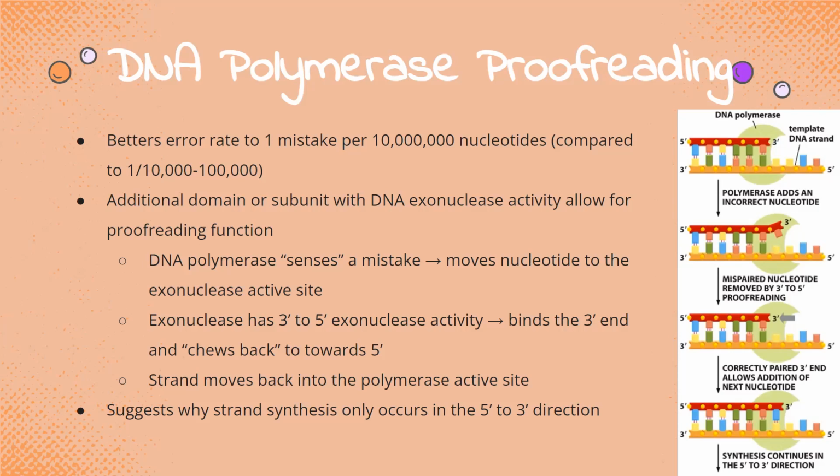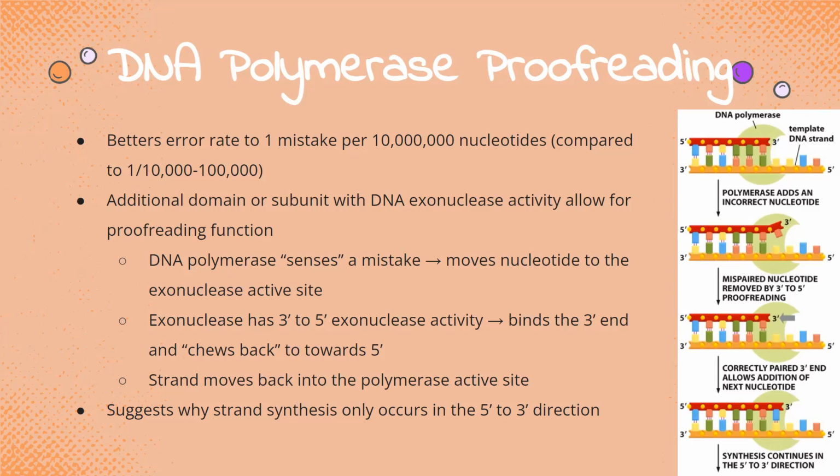Once DNA is being synthesized by polymerase and it senses an error, it shifts that base onto its exonuclease domain, and then that gets excised. Then polymerase goes back in with its polymerizing domain and adds the correct nucleotide. The exonuclease has 3' to 5' activity, so it binds the 3' end, like I was just saying, and chews it back. And then after that's done, it goes back into the polymerase site.